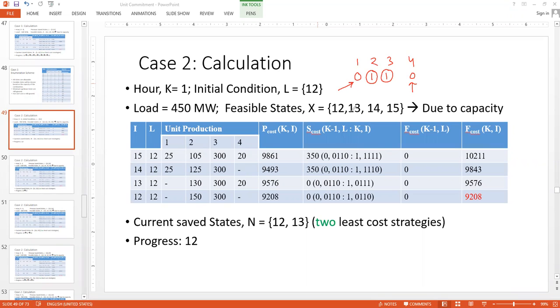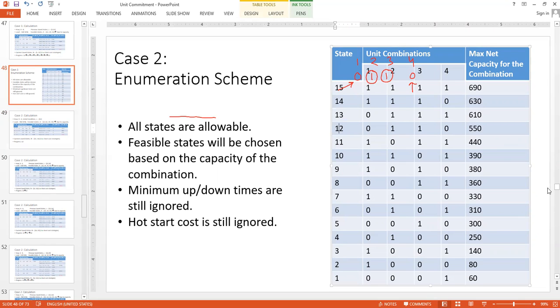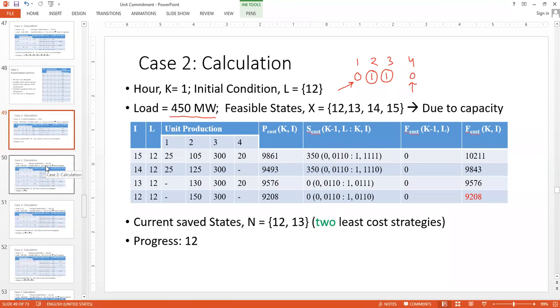So now, as we said, the demand is 450 for our case number 1. If we check back at the capacity ordering, from state 11 up to state 1, they can only produce a maximum of 440 up to state number 11, which is not sufficient to satisfy 450 megawatts. So the feasible states will be 12, 13, 14, and 15. These 4 states are feasible states. So those are included within the set X, and these feasible states are determined based on the capacity.